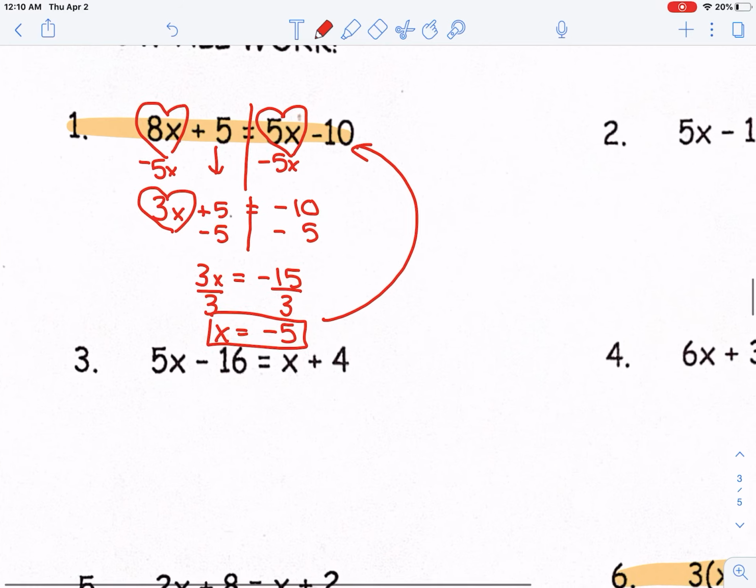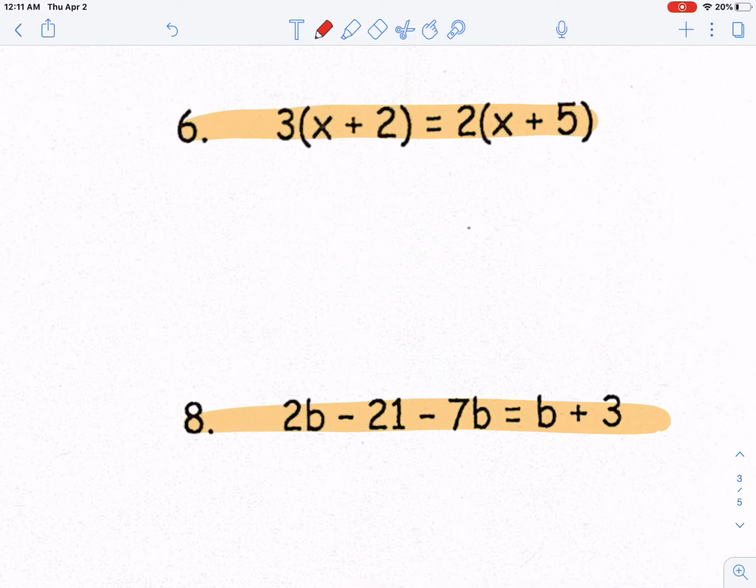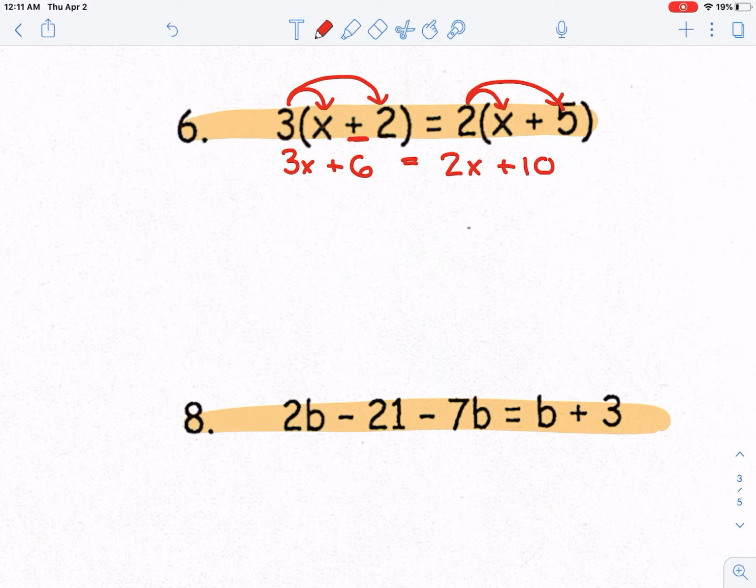Okay. So moving down here to number 6, we have to use our distributive property. Remember, anytime you have a number next to something in parentheses, you're going to distribute it. So first we're going to do that 3 times x, which is just 3x. Now we have 3 times positive 2, so we have plus 6. Same idea here on our right. We're going to do 2 times x, which is 2x, and 2 times positive 5, which would be plus 10. So again, now that we have it in our simplest form, that's when we can actually start solving for x.